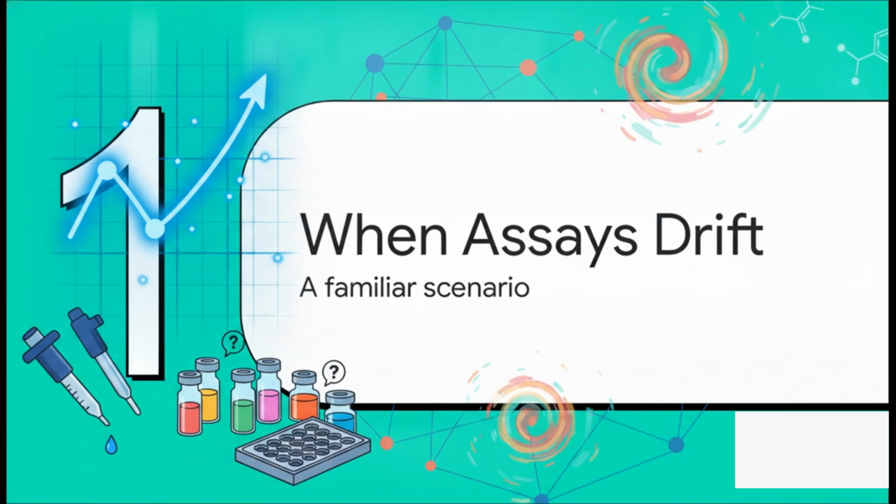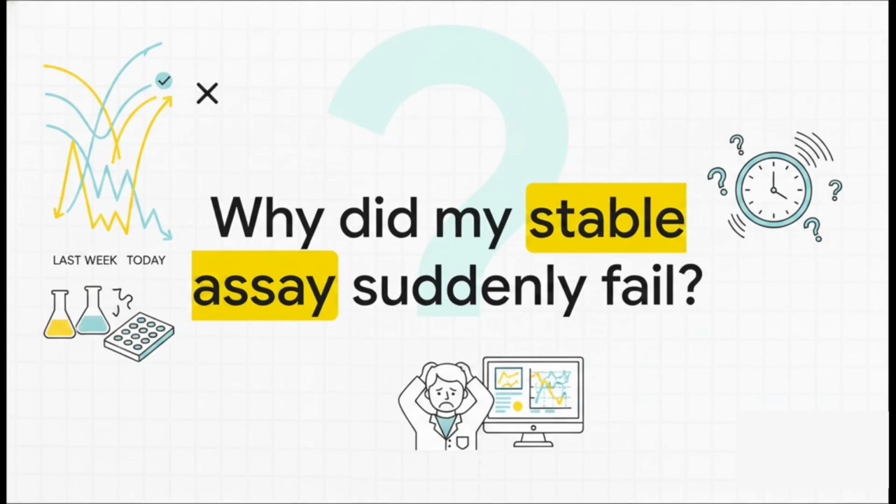Let's kick things off with a scenario that literally every assay development team knows a little too well. Picture this. You ran an assay last week. It was perfectly stable. The data looked absolutely beautiful. But today the exact same method looks completely out of whack. It's making you question the entire run, and honestly, maybe even your own sanity. It's the worst feeling in the world, especially when you're staring down a tight deadline.